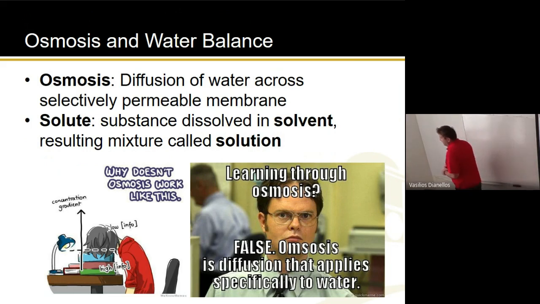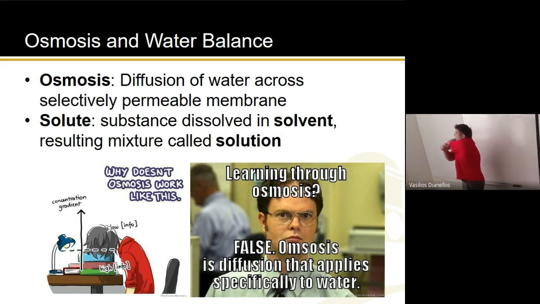A solute is a substance that is dissolved in a solvent, and the resultant mixture is called a solution. So if you mix tea leaves with water to make tea, the tea leaves would be the solute, the water would be the solvent, and your tea would be the solution. You mix sugar and water to make simple syrup. The sugar would be the solute, the water would be the solvent, and the simple syrup would be the solution.